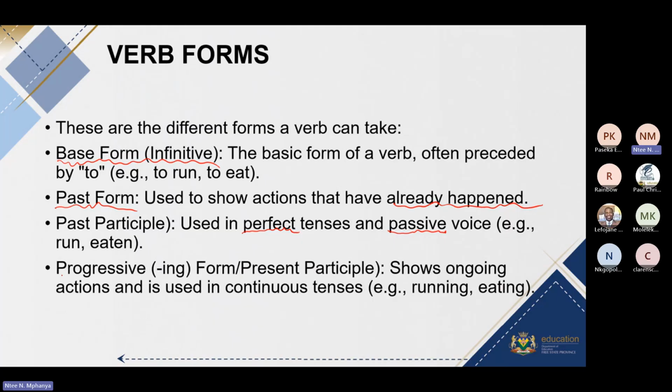Then the progressive form, the ing, shows ongoing actions and is used in continuous. Sometimes the examiner will not use the word continuous, but ask you to rewrite the sentence in progressive form. So remember that continuous and progressive are the same thing. And how do you identify them? With ing at the end of the verb. So the two verbs here, running and eating, are in progressive.